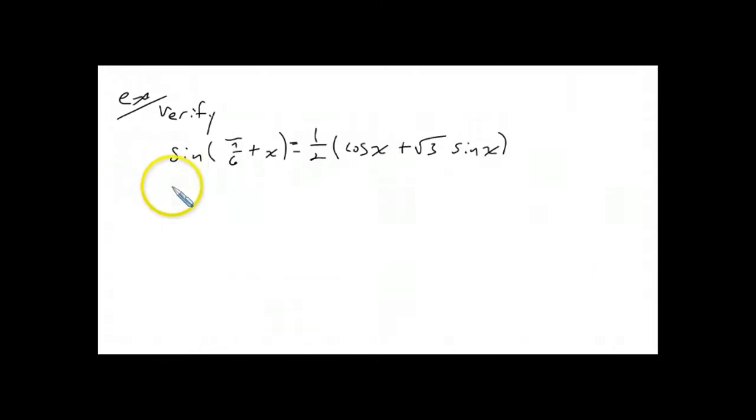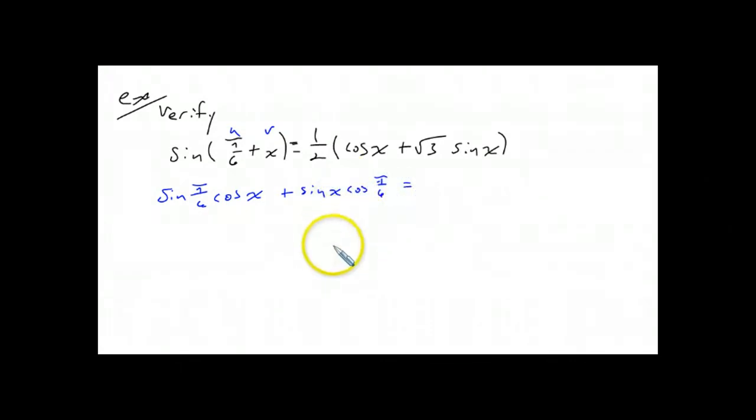Well, this is going to be the sum for sine, so I can say sine of pi over 6, so this is like u, this is like v, cosine of x plus sine of x cosine of pi over 6. And then equals. Again, remember that you can't just multiply, divide, do anything like that. You have to pick a side and work with it.